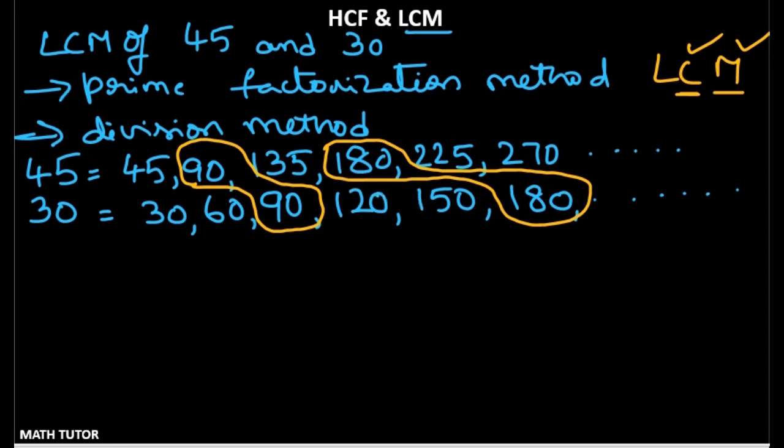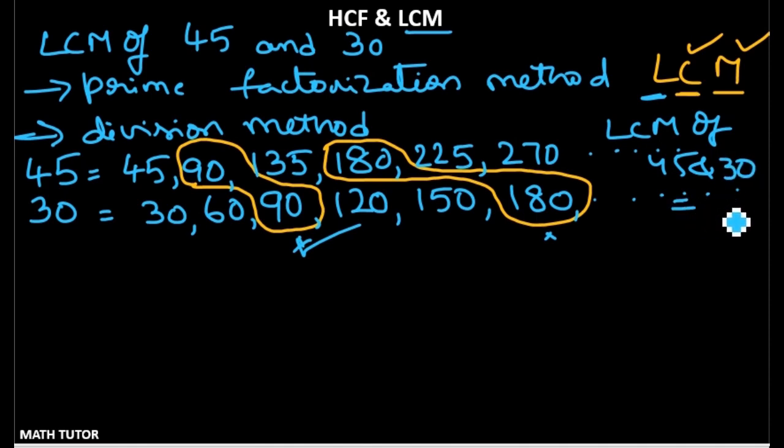Now what we have to do is, out of 90 and 180, which is the least? 90 is the least of both. So the LCM of 45 and 30 will be 90. The same thing we do by using the division method. Here we did LCM using the prime factorization method. We do it now using the division method. Understand? So 45 and 30.